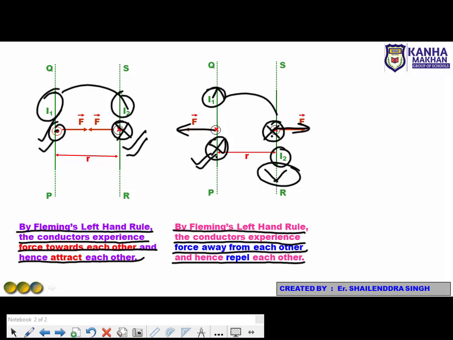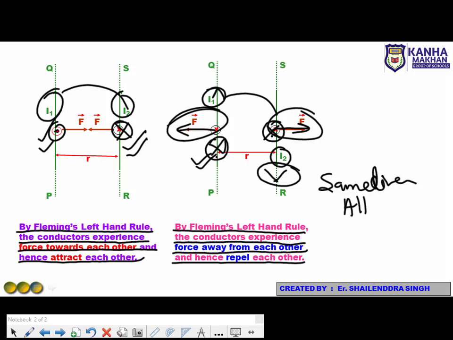So when you place the left hand and curl your fingers perpendicular to each other, in that scenario this force will be opposite to that force. That means you can conclude: if the current is in the same direction, then the force is attractive, and if the current is in the opposite direction, then the force is repulsive. You can learn all that concept with the help of this single statement.